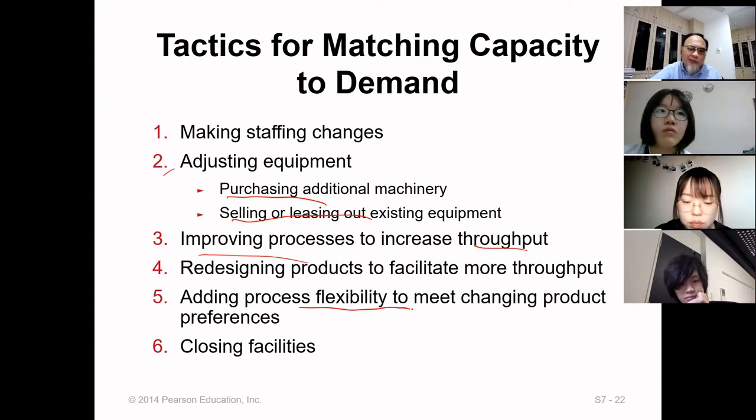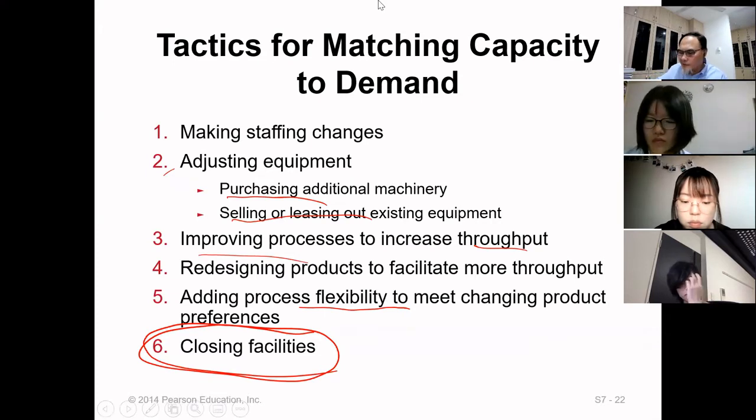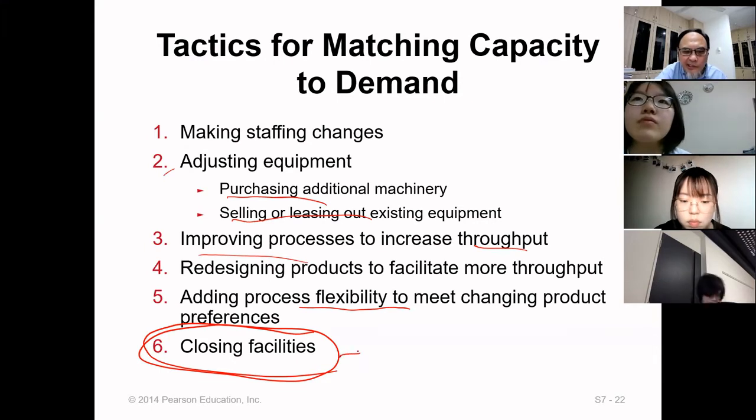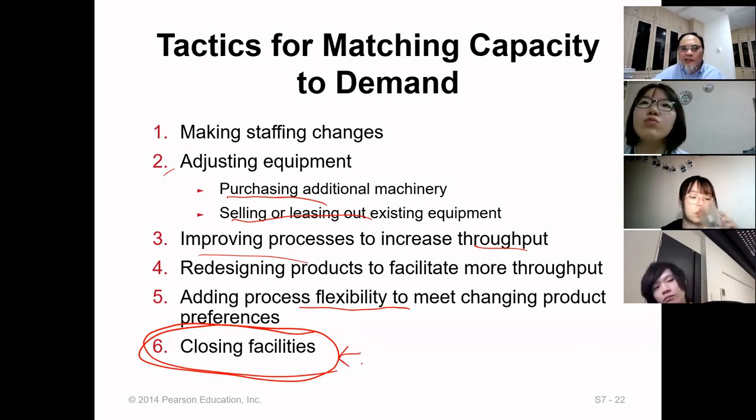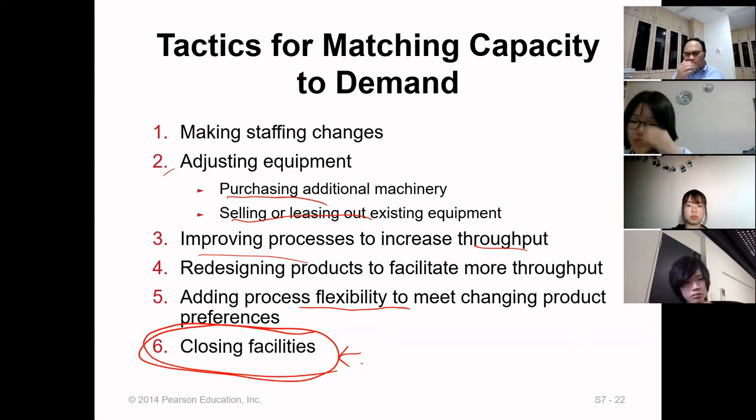Of course, this is also an option: closing the factory is also a decision. Never discount this. If you keep on trying to solve the capacity problem but you won't be able to, then close it. COVID, close. I mean, no demand, right? COVID, close.